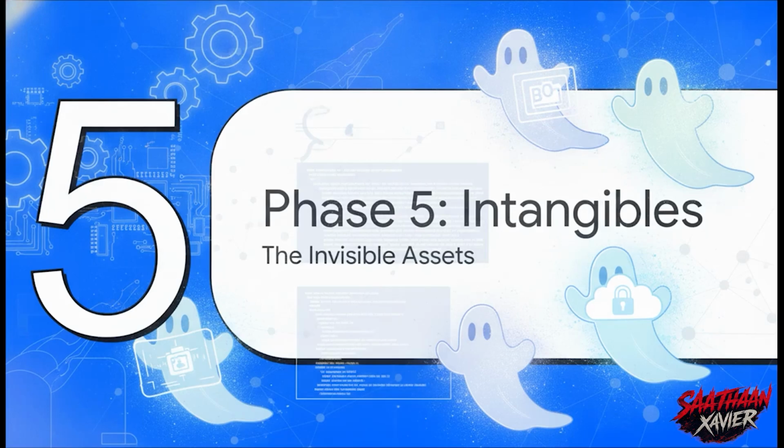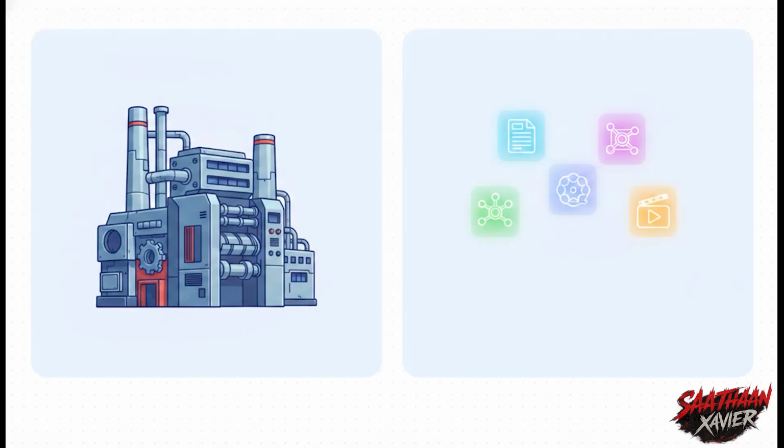Finally, Phase 5, the invisible assets, or intangibles. So now we're moving away from physical machines and rock quarries to what I like to call the ghosts of the business world. By definition, an intangible asset is an identifiable, non-monetary asset without physical substance. You literally can't touch it. Identifiable just means you can separate it from the business and sell it on its own, and non-monetary means it isn't just a pile of cash sitting in a bank.